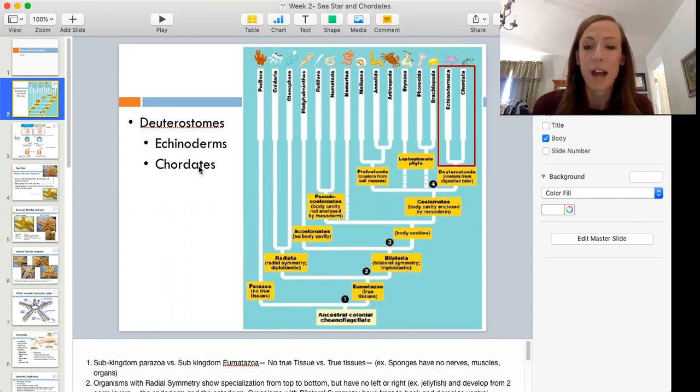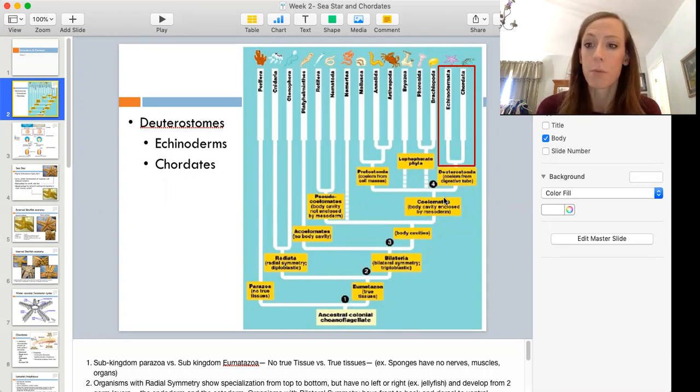And then we also have the perch, which is a type of ray-finned fish, which we'll have videos for you to view. And when you return to campus, hopefully you'll be able to dissect that also. Okay. So like I said, these are all deuterostomes. And deuterostomes, if you just will turn your attention to the phylogenetic tree, are circled here in red.